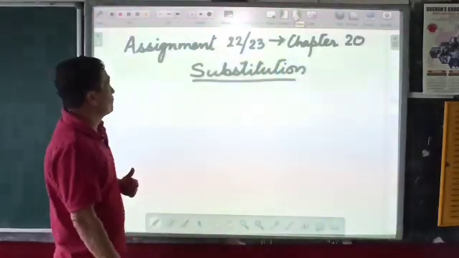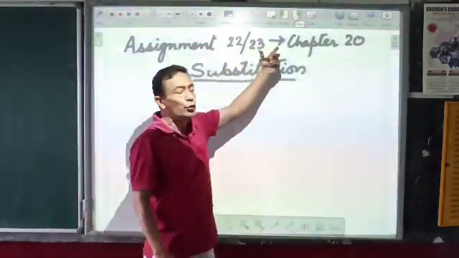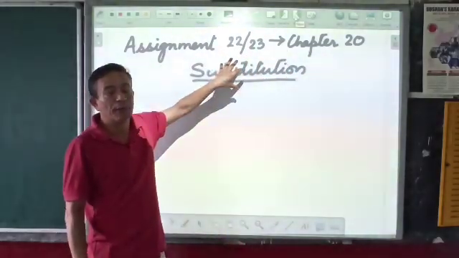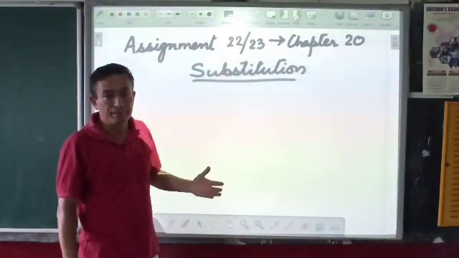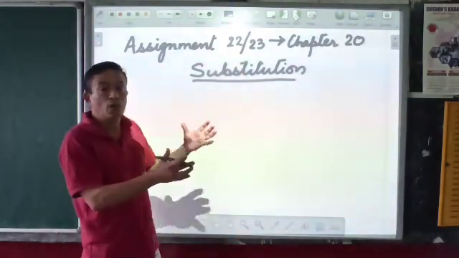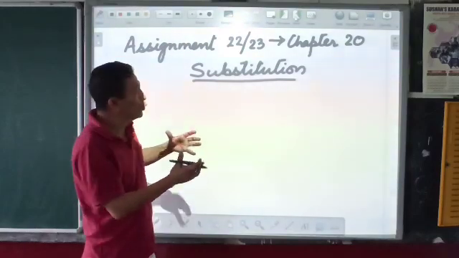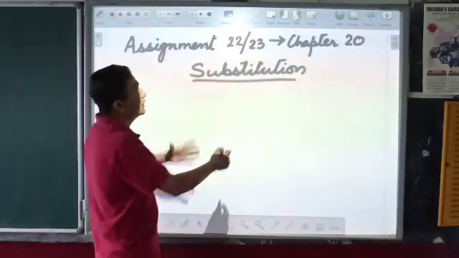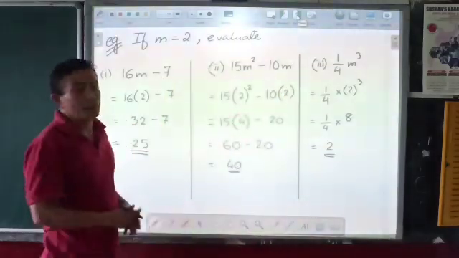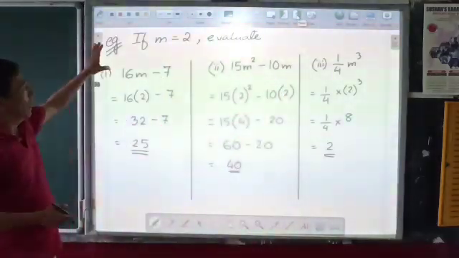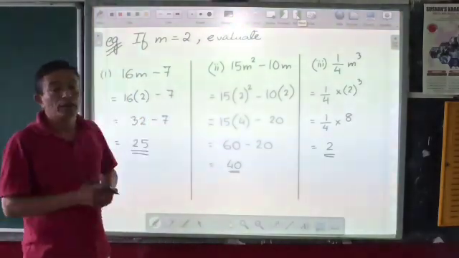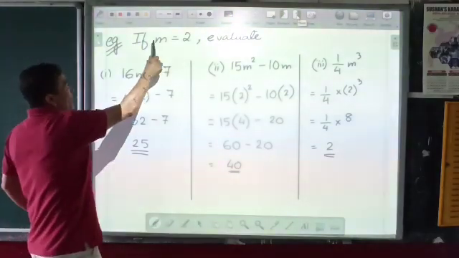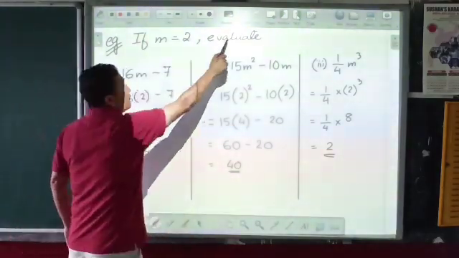At the same time, we've done assignment number 22 and 23, our chapter number 20, where we have talked about substitution, replacing. So we are mixing all these things up together now to work out with sums. Now how to use the substitution? Let's take a few examples. This is a sum that has been done in your assignment, and I'm taking the same sum. If m is equal to 2, evaluate.